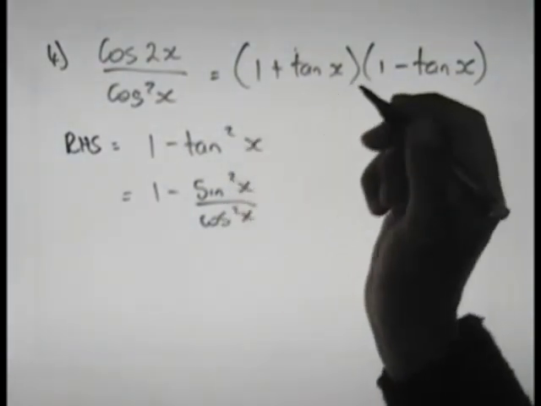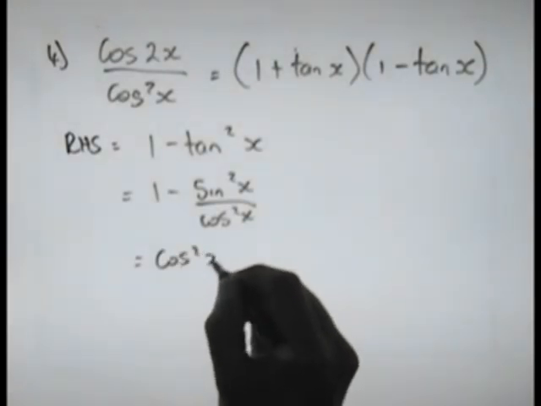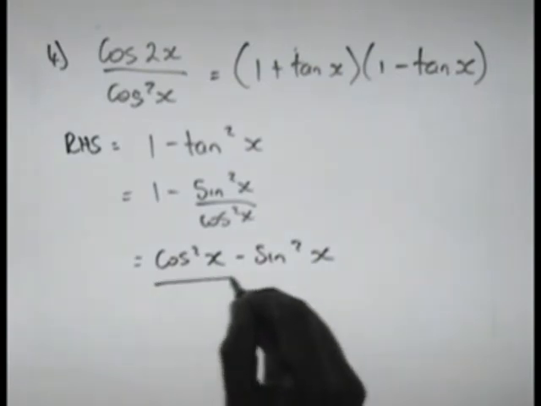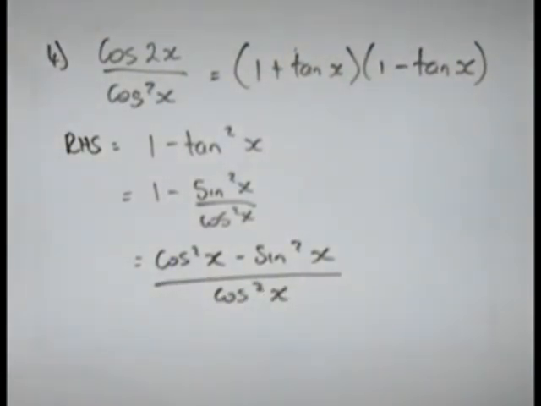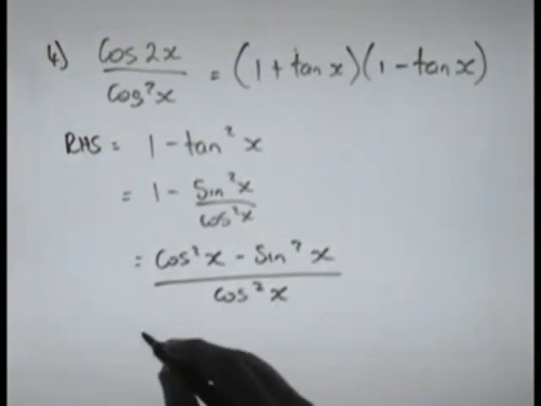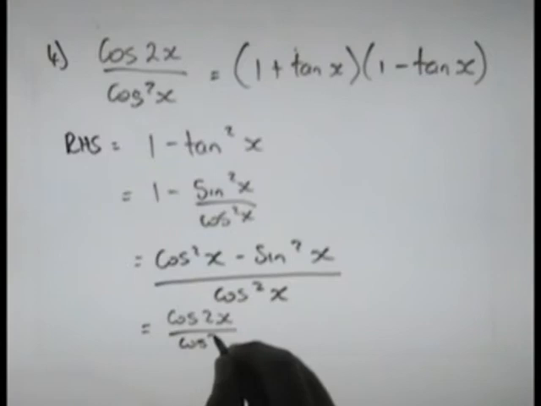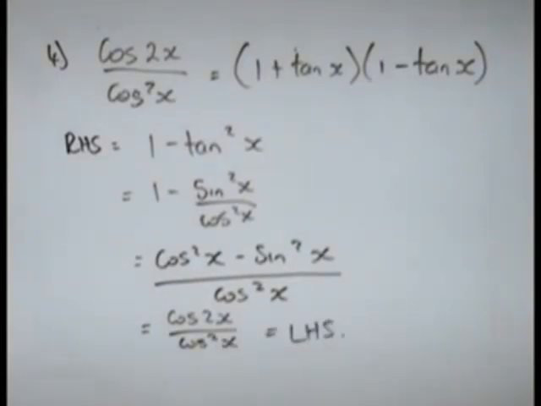tan x is sine x over cos x. This is going to give us cos squared x minus sine squared x over cos squared x. Cos squared x minus sine squared x, isn't that equal to cos 2x over cos squared x, which is equal to the left hand side.